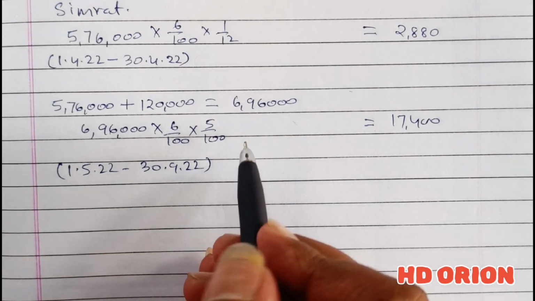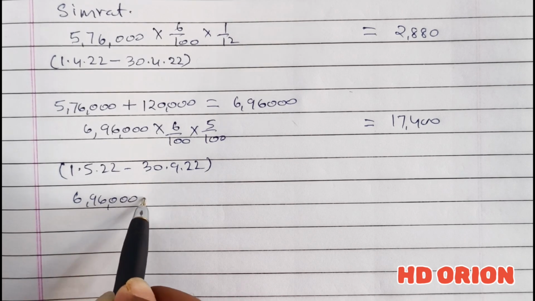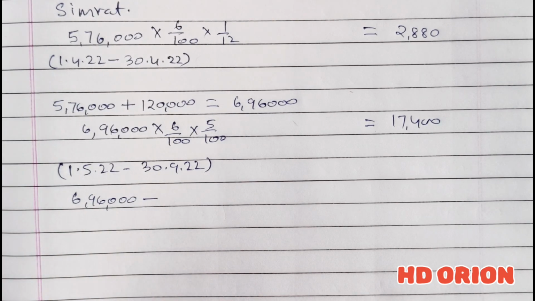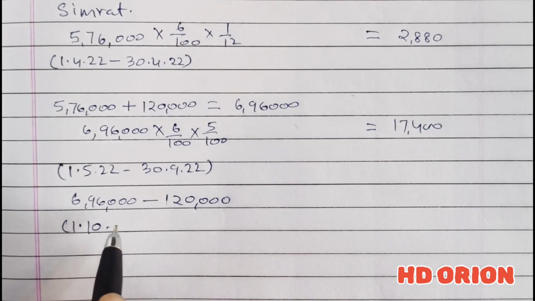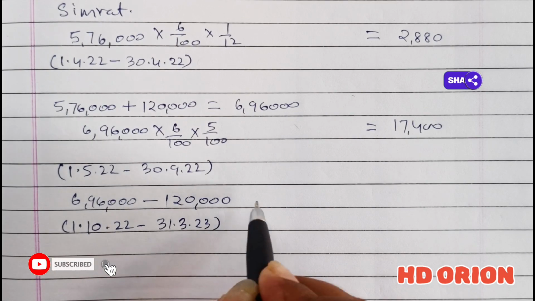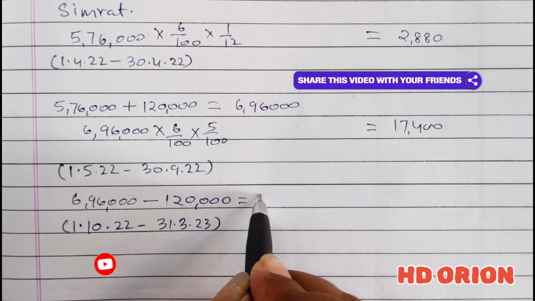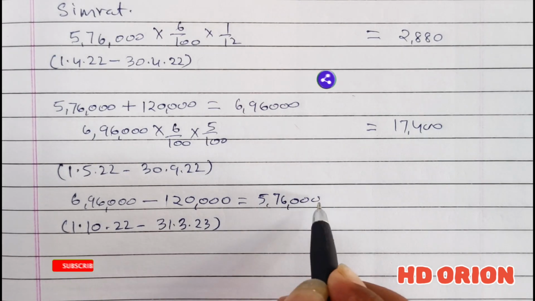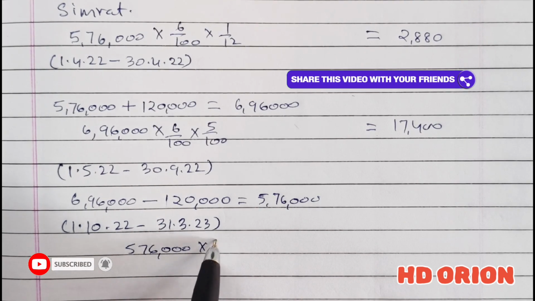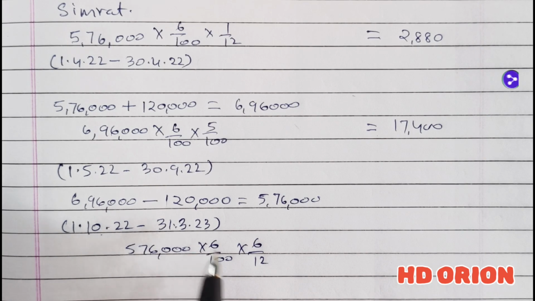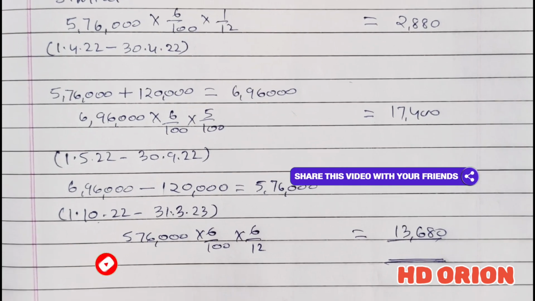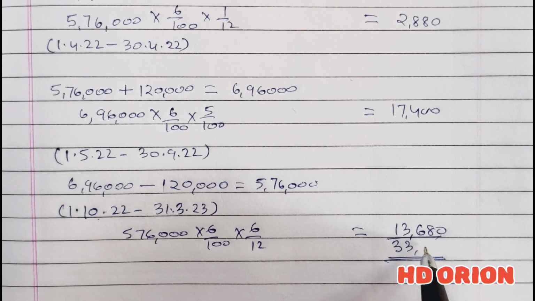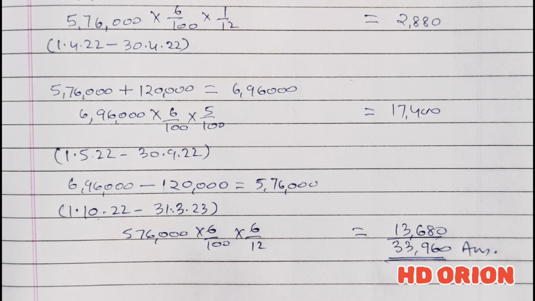Then this 6,96,000, we will subtract drawings of ₹1,20,000, which is made on 1st of October. So from 1st of October 2022 to 31st of March 2023, this is the amount. That is how much? 5,76,000. So on this 5,76,000, at the rate of 6% per annum for 6 months, from here to here it is 6 months, and interest is ₹13,680. When we grand total it, we get the interest on capital as ₹33,960. This is the answer. Interest on capital when capital accounts are maintained on fluctuating method for Simrat.